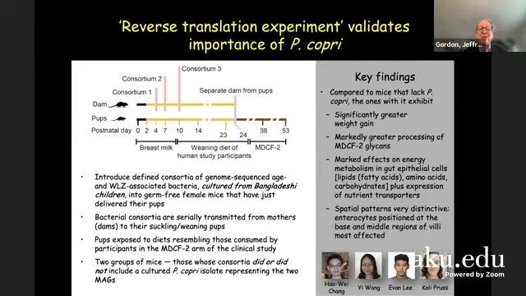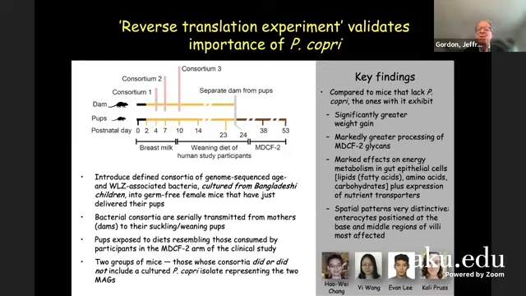There was an important difference between two groups of mice that were the subjects of this experiment. One group got the sequence of bacterial strains that included P. copri, and the other did not. So two groups of mice, those whose consortia did or did not include the cultured P. copri isolate representing the two MAGs, and the key findings are shown on the right.